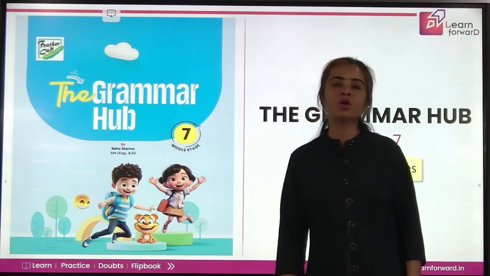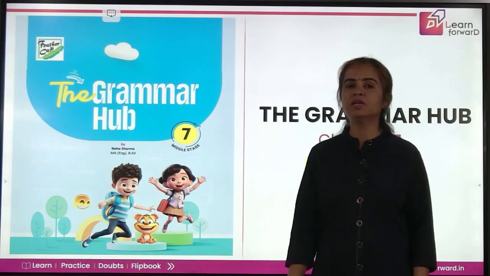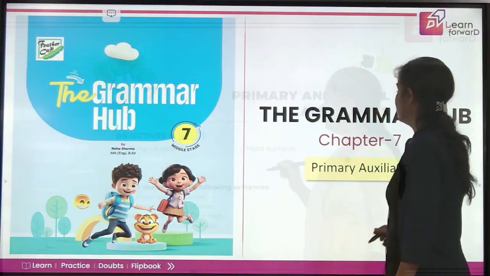So what are primary auxiliaries? They are just the helping verbs. We have already learnt about verbs. Let's know about primary auxiliaries here.